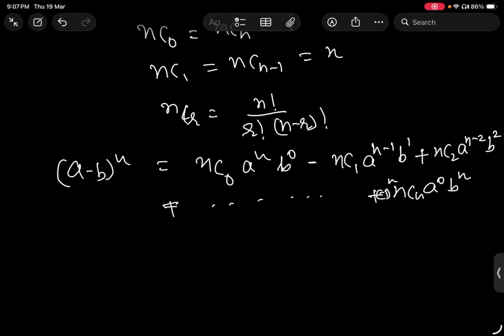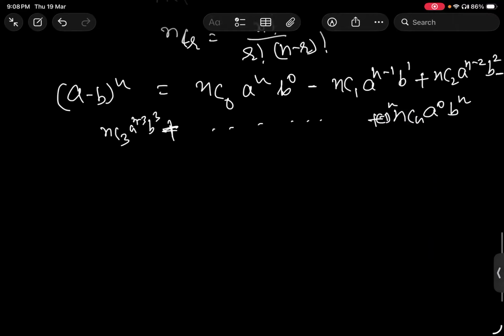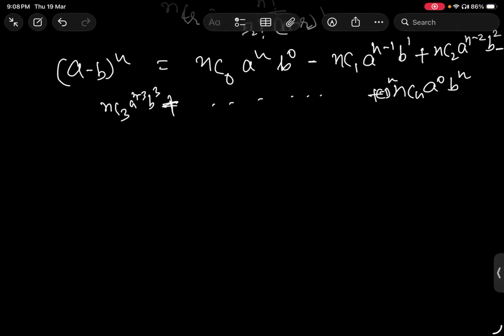Okay, so alternately, we are taking positive and negative terms. Here it will be negative, and nC3, a to the power n minus 3, b cube, and here it will be positive. So alternately, we are taking positive, negative this way. Now how to find the general term.